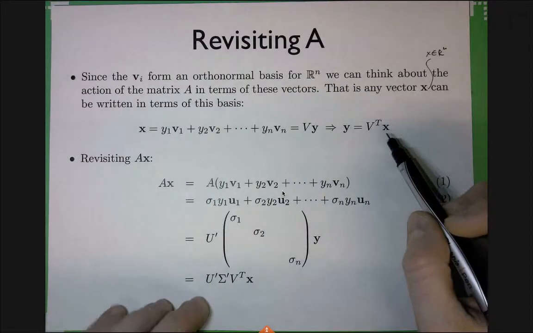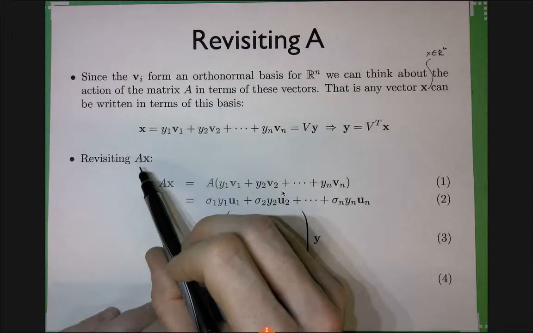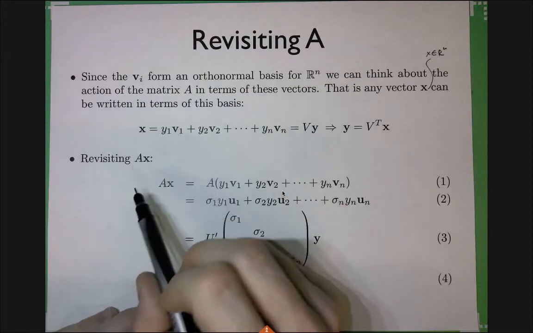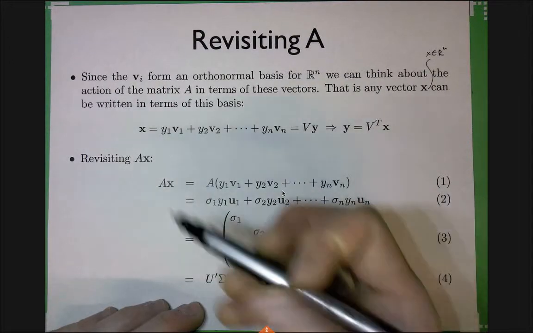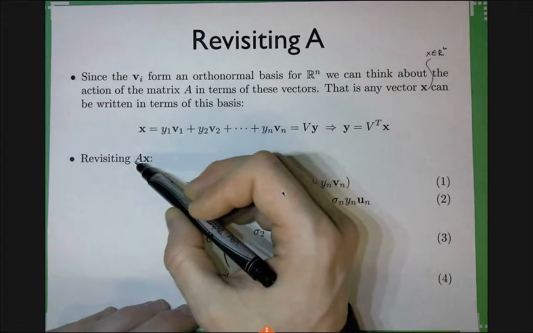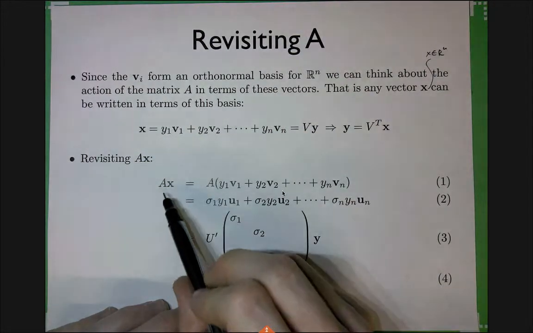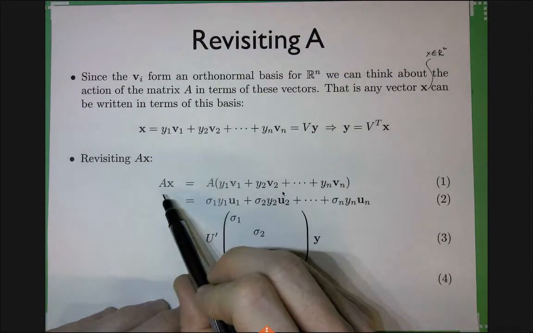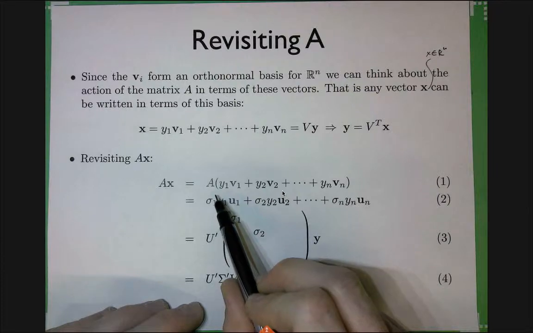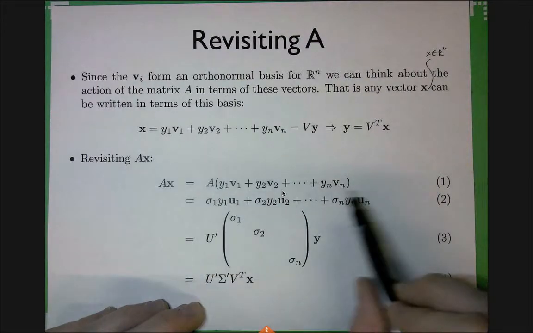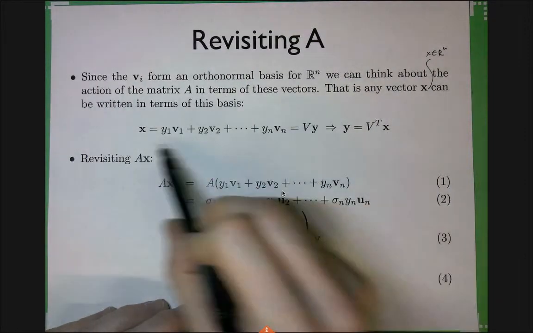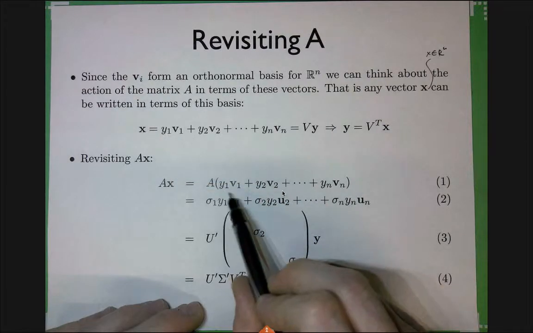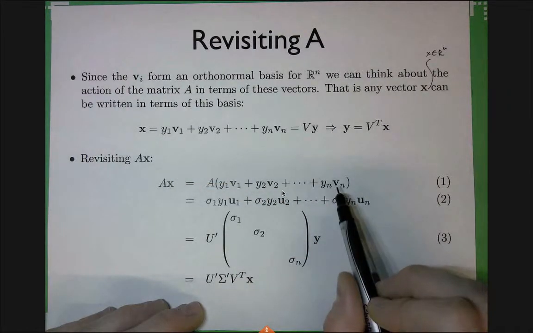And now, interesting thing, let's take a look at the action of A on X. With action, I mean multiply A by X. So let's take a look at it. If I multiply this by A, that means I'm multiplying this thing by A, right? This is the expansion of X, or the coordinates of X with respect to the V basis.